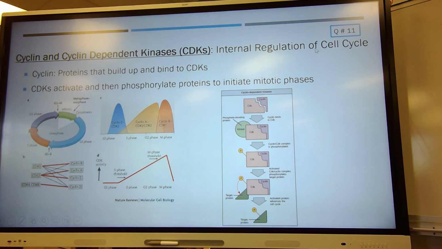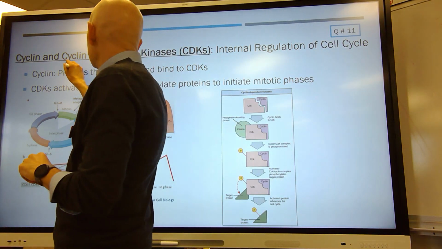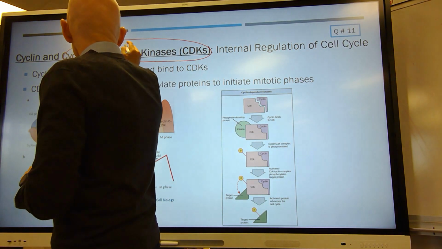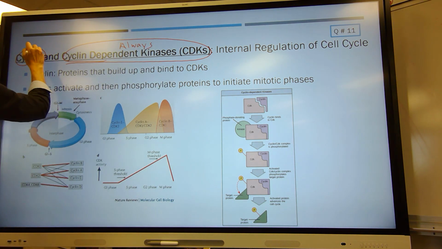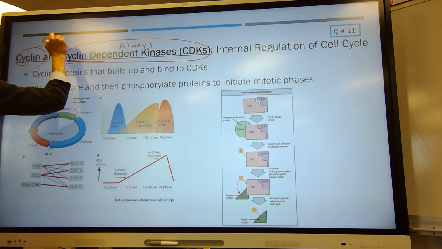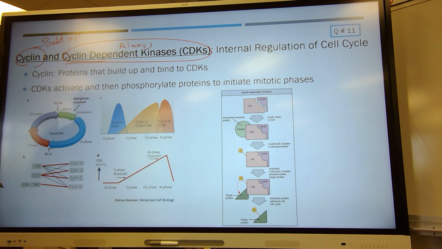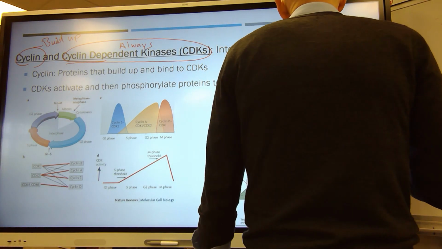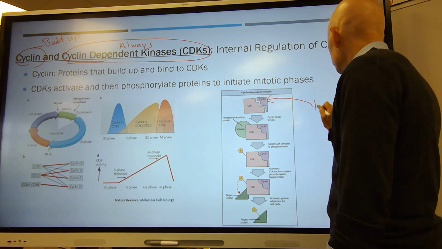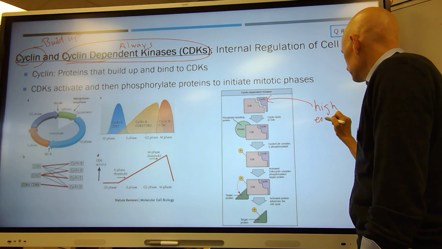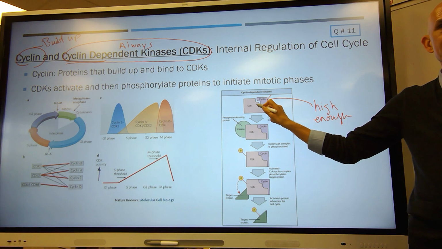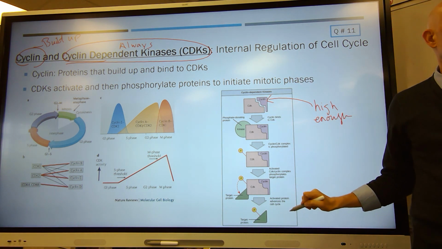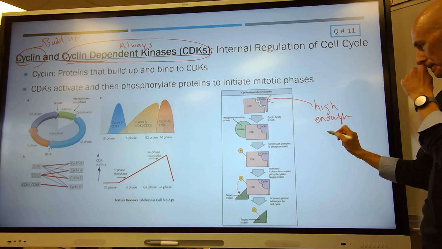So cyclin-dependent kinases and cyclin. So our cyclin-dependent kinases, they are always present. And then our cyclins, they build up. And so when you get a high enough concentration of cyclin, they bind to your cyclin-dependent kinases, and that activates the next cell cycle.